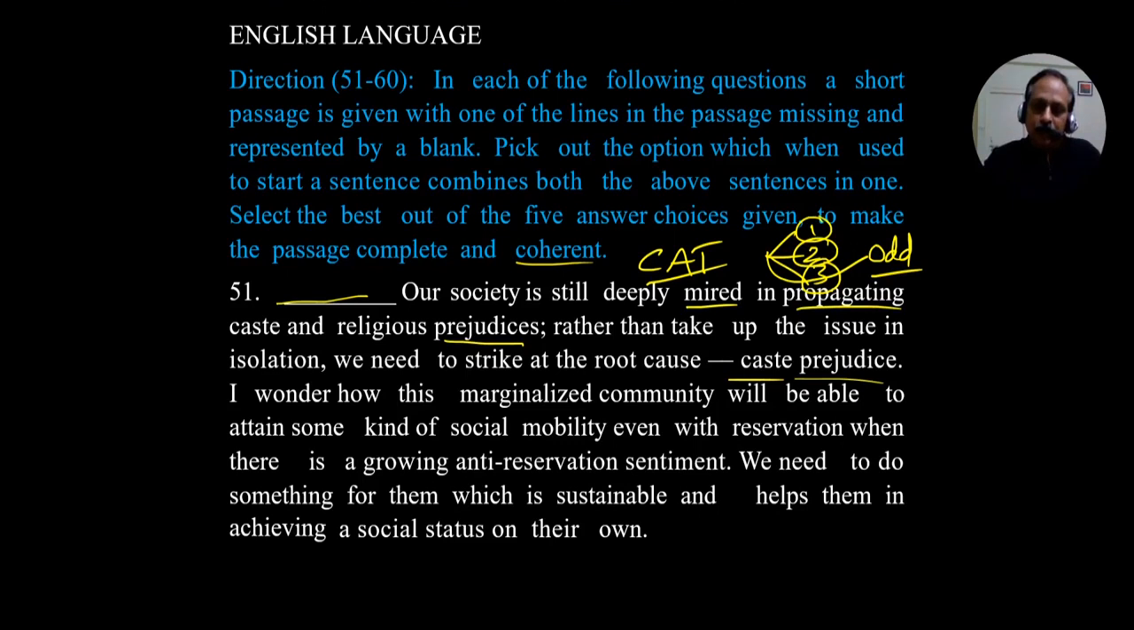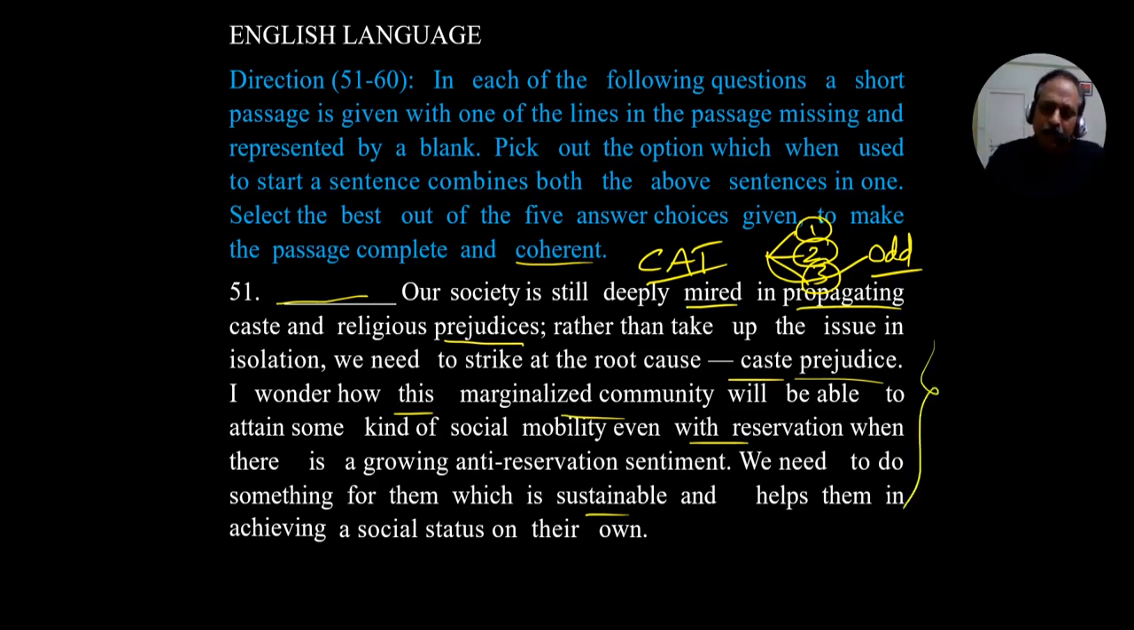I wonder how this marginalized community, that means we are talking about a particular caste, a particular community, will be able to attain some kind of social mobility, even with reservation, when there is a growing anti-reservation sentiment. We cannot improve their status with reservation also. What is the reason? There is a growing anti-reservation sentiment. We need to do something for them which is sustainable and helps them in achieving a social status on their own. When you read this, what do you understand?